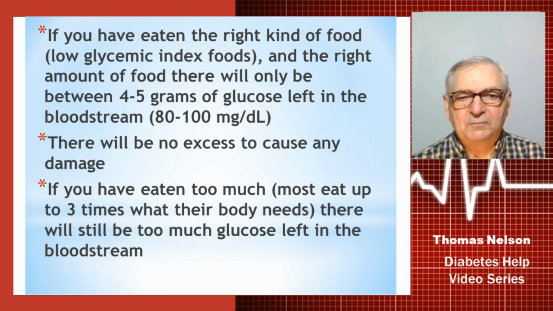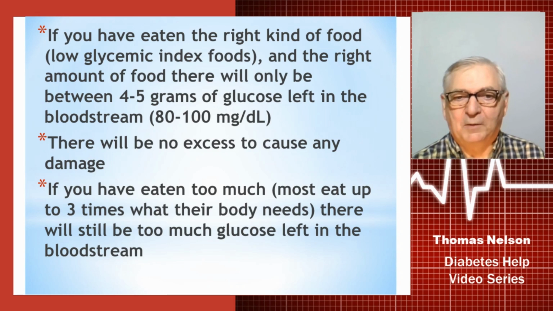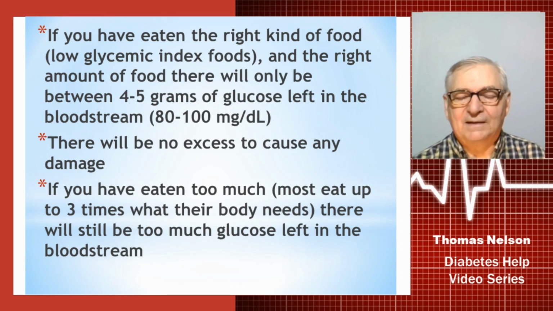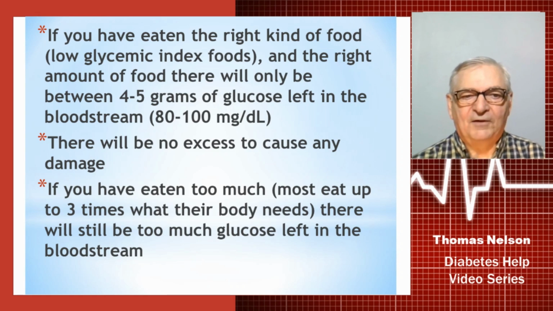So if you've eaten too much food, too many carbohydrates, too much fruit, and most adults today in our modern diet eat up to 3 times what their body actually requires for a day, there will be too much glucose left in the bloodstream with nowhere to go.